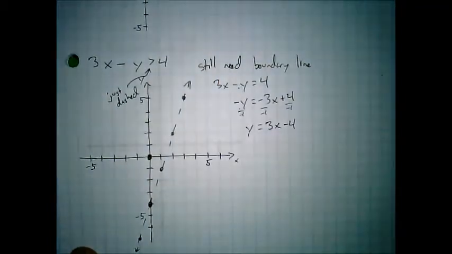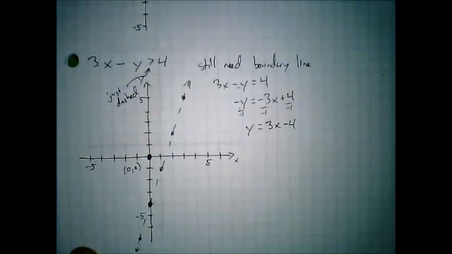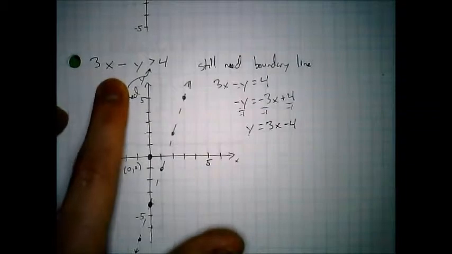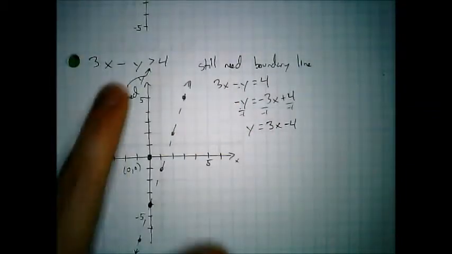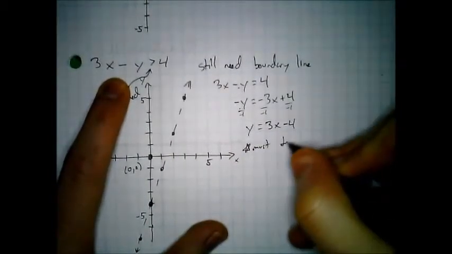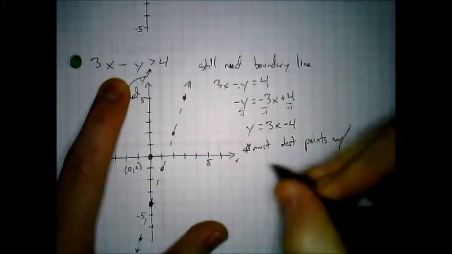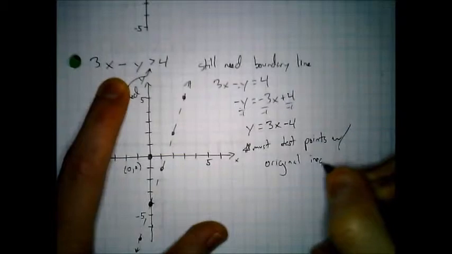So I'm going to pick the origin. Maybe it's the point 0, 0. Maybe 0, 0 makes this true. Now what you need to do is you have to take note. You always have to substitute this back into the original inequality. Not with any of the work we did for the boundary line. It has to go back in the original inequality. So you must test points with the original inequality.